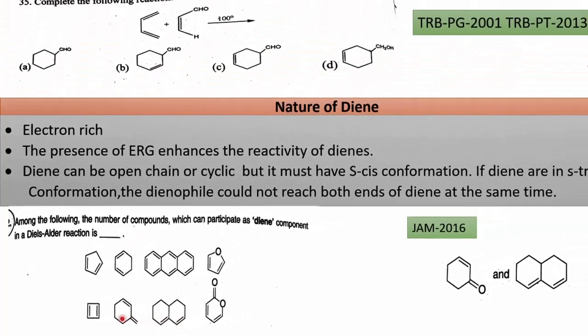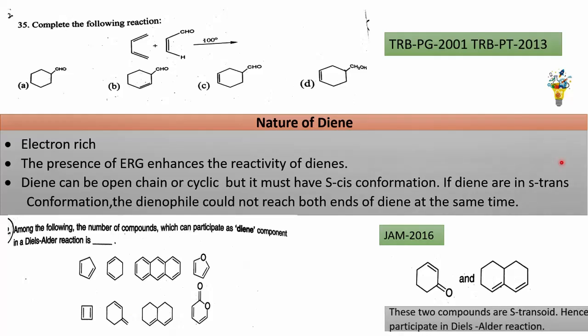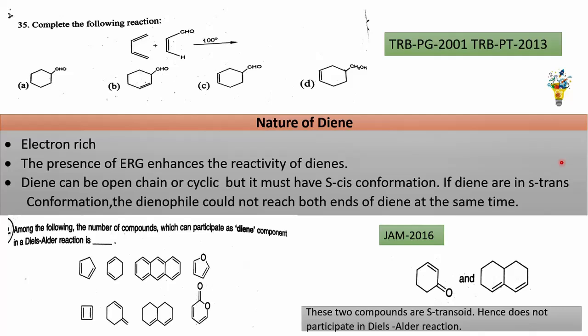These two compounds are not involved in the Diels-Alder reaction because they are in the trans side position. Okay, so yes, trans-side compounds do not participate in the Diels-Alder reaction. So the number of compounds is 6. Let's move to the next question.